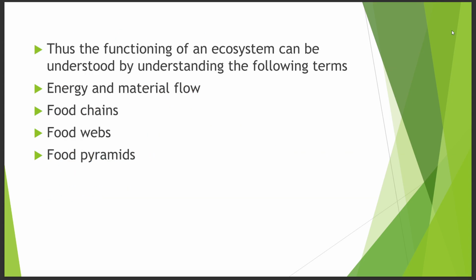So the functioning of an ecosystem can be understood by the following terms. Energy and material flow, we discussed that. Food chains. Food chain denotes the sequence of transfer of matter and energy in the form of food from organism to organism. We studied that.